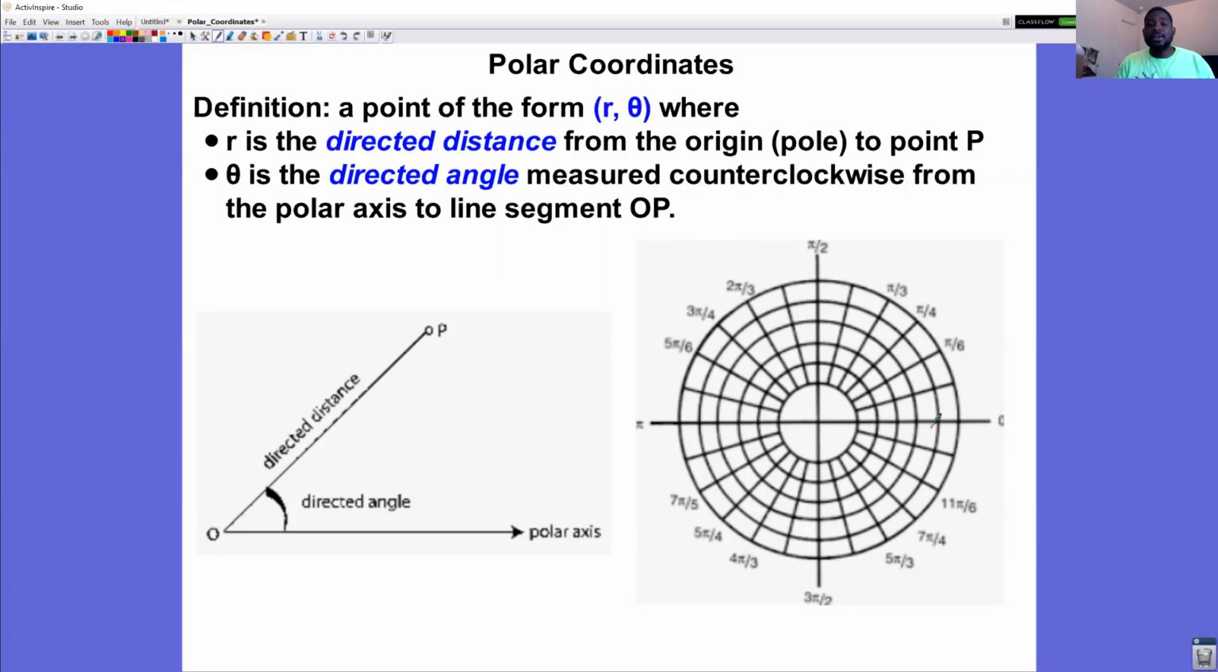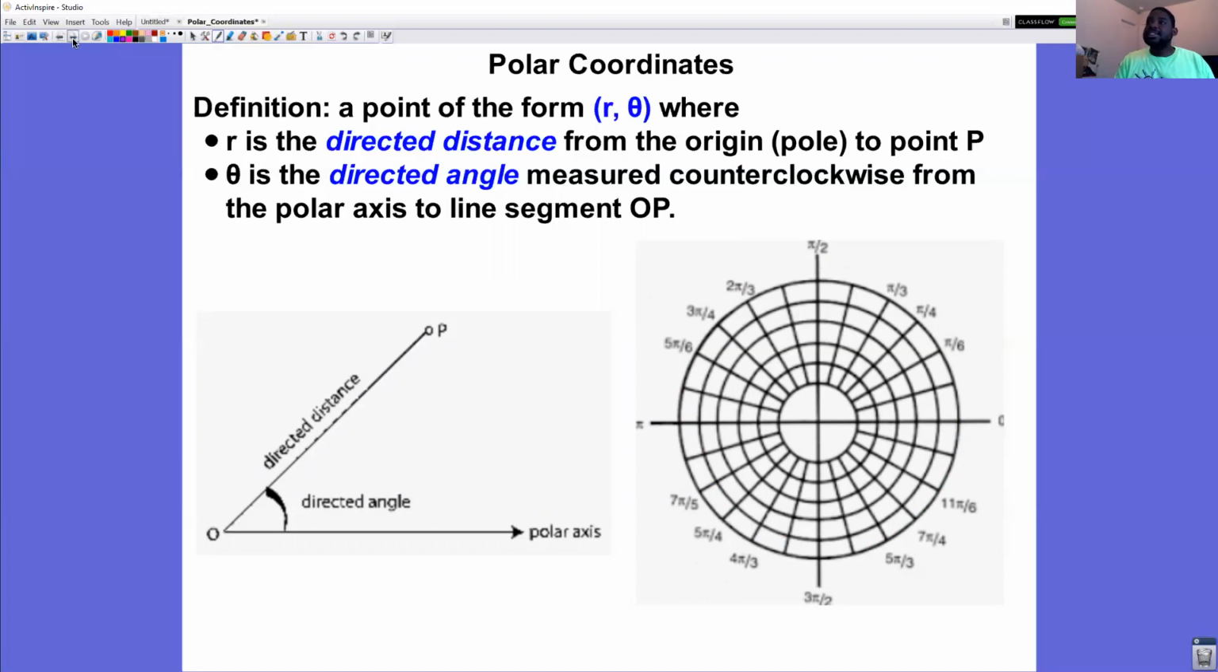Theta is the directed angle measured counterclockwise from the polar axis to the line segment OP. So if you go counterclockwise, if you recall from unit circle trig, your angles increase in value until you get back to 0, to 2 pi radians. That's a full revolution or rotation. But if you go in the other direction, which is clockwise, your angles will decrease, but get more negative, and it will still make a full revolution, but it will be considered negative 2 pi radians.